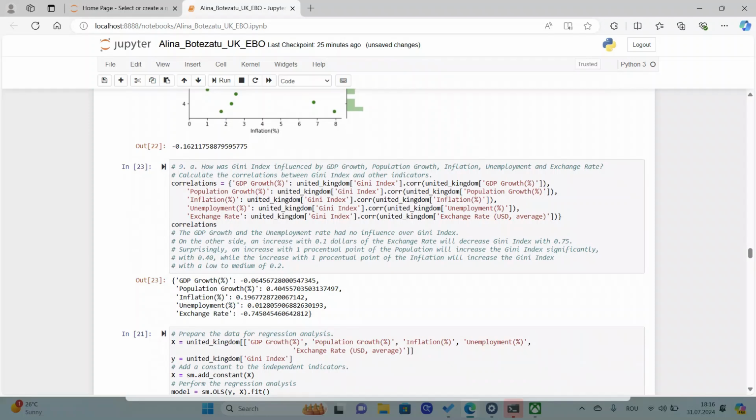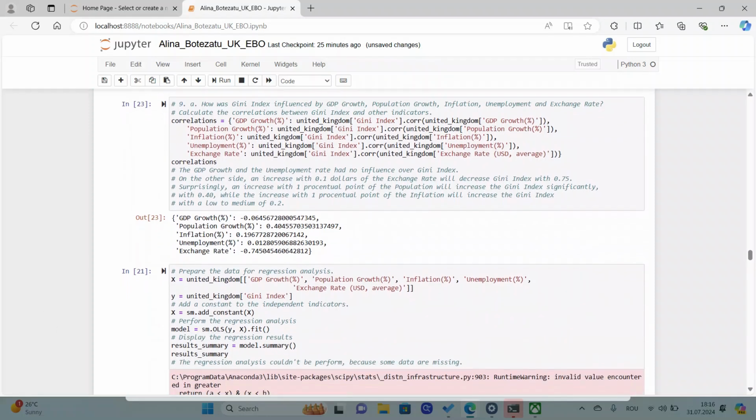And now I did how the Gini index was influenced by GDP growth, population growth, inflation, unemployment, and exchange rate. I calculated the relationship between the Gini index and the other indicators. Of course, I've done correlations. Here are the results. The GDP growth and the unemployment rate had no influence over the Gini index. On the other side, an increase of 0.1 of the exchange rate will decrease the Gini index by 0.75.